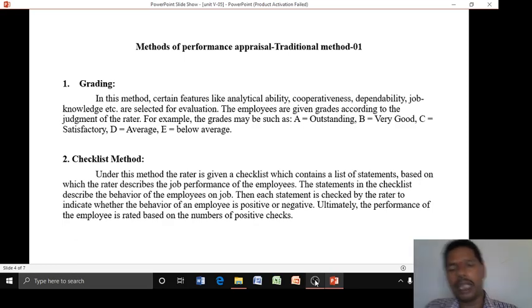There will be some criteria in the checklist, and on the basis of that, the employee's behavior will be measured as either positive or negative. Ultimately, the performance of the employee is rated based on the number of positive checks. We will look into the positive points, and on the basis of that information, the employee will be rated or evaluated. So we call this a checklist, right?